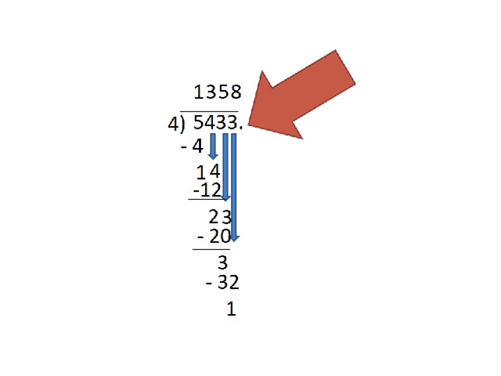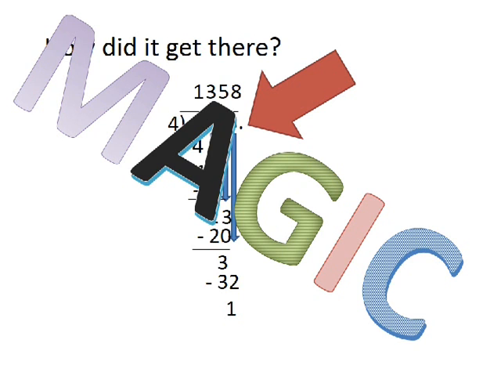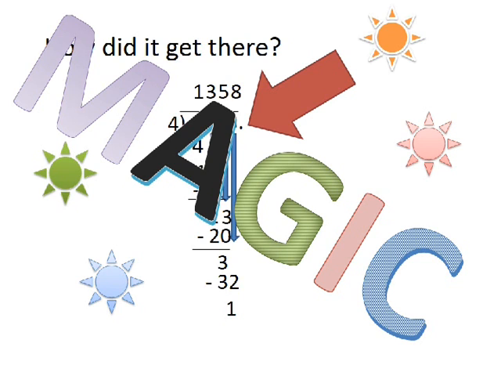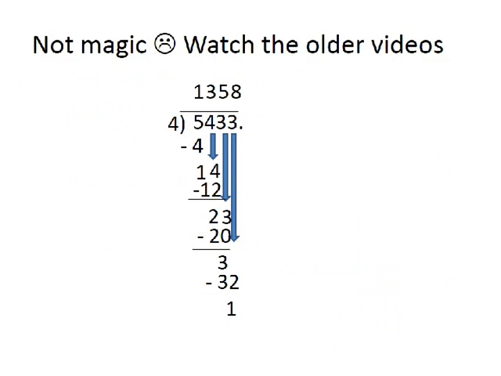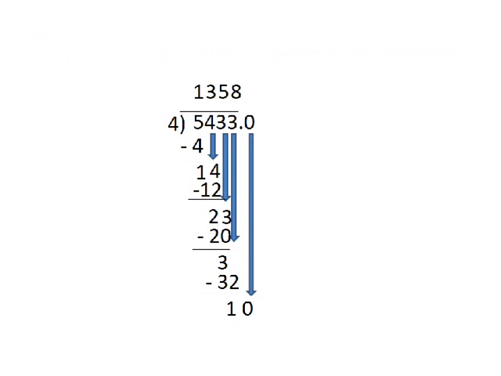Well, where did this decimal come from? It's magical. It's a magical decimal. Well, no. How did it get there? Well, I don't know. Magic! Sorry, more enthusiastic. It got there by magic. It just appeared. So, again, it's not magic. Watch the older videos and you'll find out there's always a decimal there. We just don't put it.